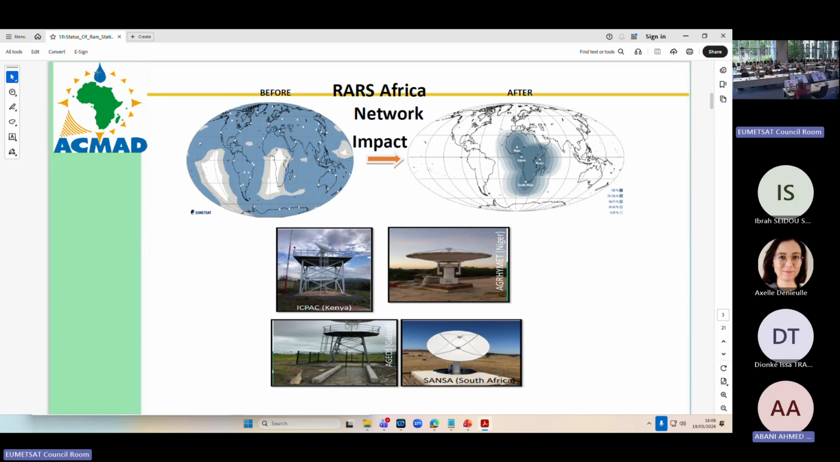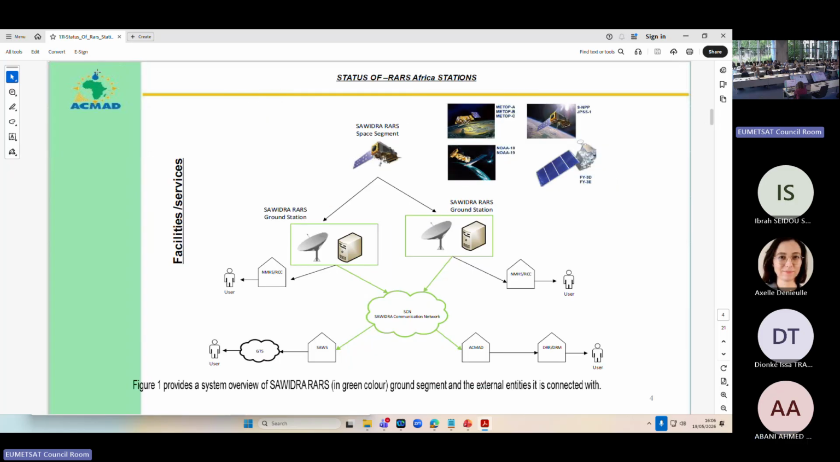This slide has been presented by Antoine. It is actually the impact that the RARS network has given over Africa of improving the coverage of low orbit satellite data over the continent. Previously, we used to be covered a bit by the IRS network on the north and a bit of the south stations. Next slide, please.